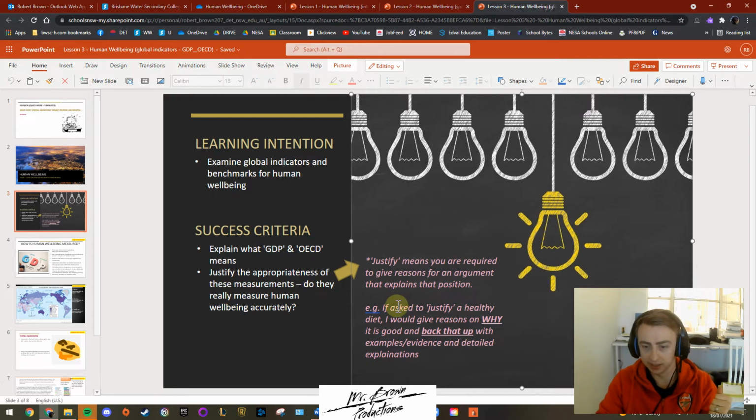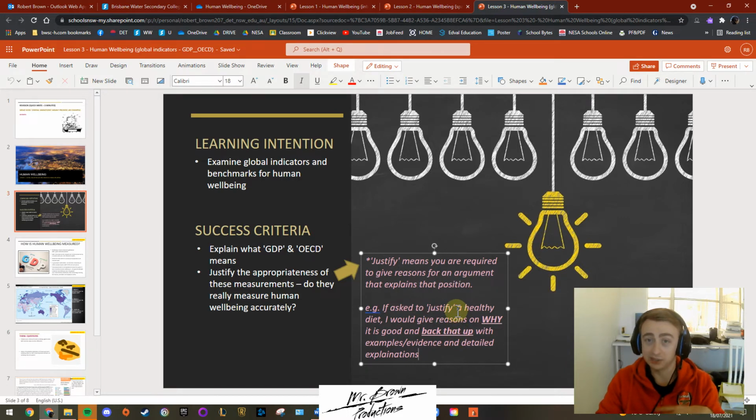If I was asked to justify a healthy diet, I would have to give reasons why that is good, so why a healthy diet is beneficial, and then I would have to back that up with some examples and evidence and some detailed explanations as well. So if we're asked to justify the appropriateness of these measures, we're being asked to say why we think they're good and to back that up with evidence and example.